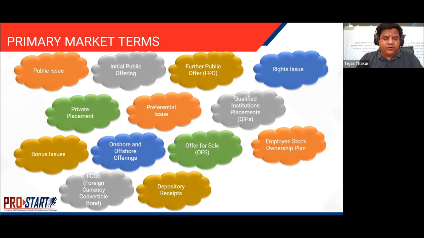To issue a DR, a specific quantity of the underlying equity shares of a company is lodged with the custodian bank, which authorizes the depository receipt issue. So this is about the depository receipts.